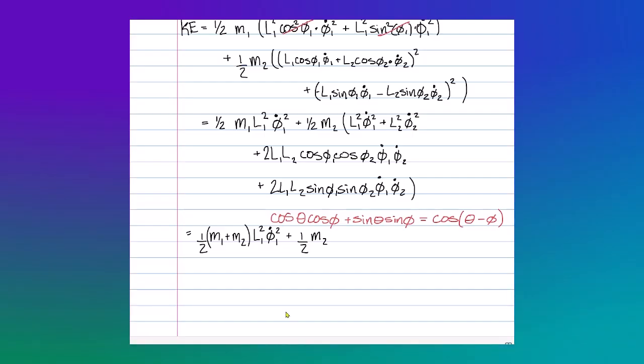We can also combine the two L1 squared terms in front. So now we only have a 1/2 (M1 plus M2) term and a 1/2 M2 term.